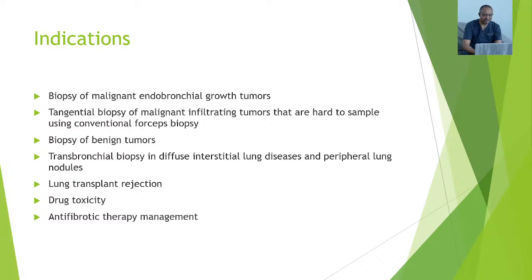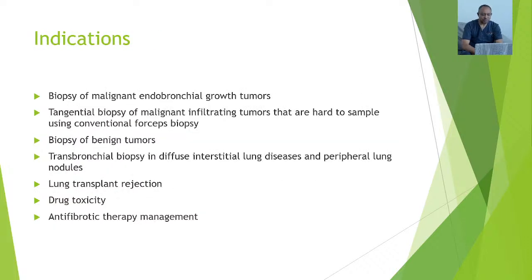The other thing is that because you can do a tangential biopsy, if you have a lesion which is barely protruding out of the wall, biopsies are very, very easy to do with this procedure, and this we do for diffuse interstitial lung diseases of different types. And if one has proper airway guidance, you can even biopsy peripheral lung nodules.